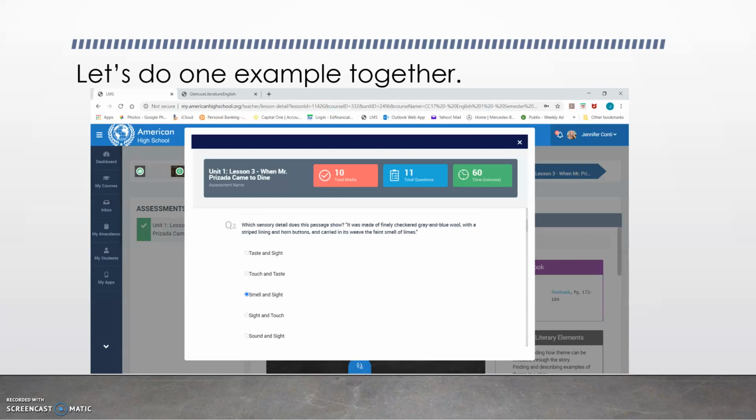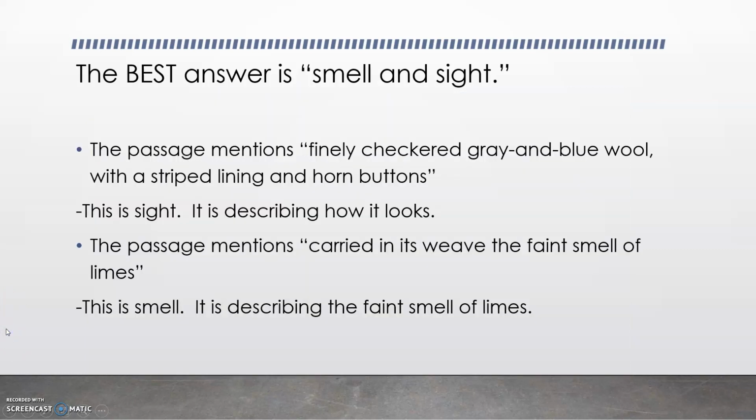We'll do one example together. Let's read the question. Which sensory detail does this passage show? It was made of finely checkered gray and blue wool with a striped lining and horn buttons, and carried in its weave the faint smell of limes. The best answer is smell and sight.